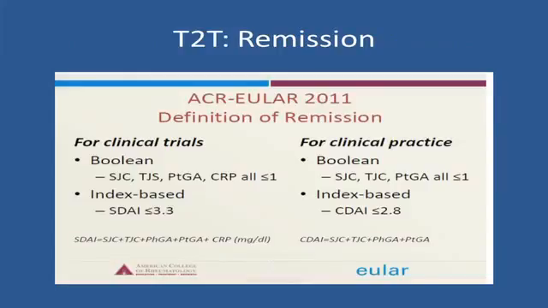And then finally, we have the work of the ACR and EULAR subcommittee that came up with the definition of remission for clinical trials, the Boolean measurement, which is swollen and tender joint counts, patient global, CRP all less than or equal to 1, or the Simplified Disease Activity Index of less than 3.3. And for clinical practice, they remove the acute phase reactant or use the Clinical Disease Activity Index. And again, these have been widely studied.